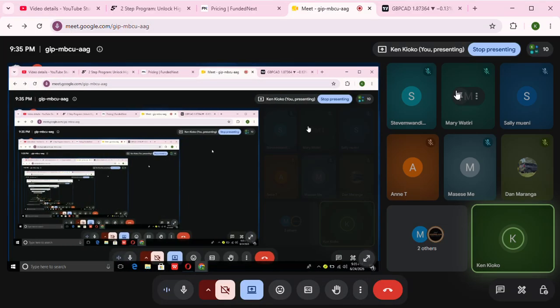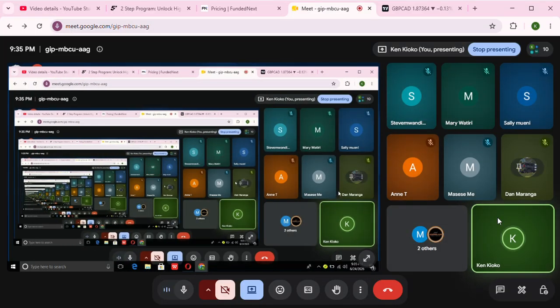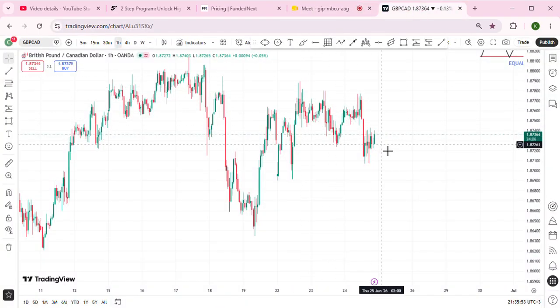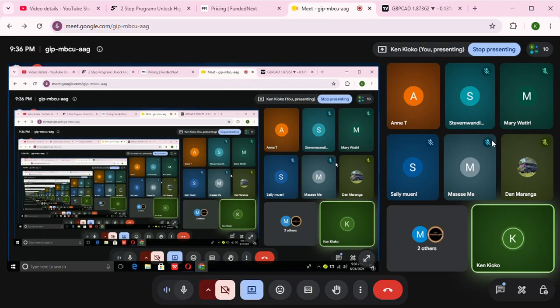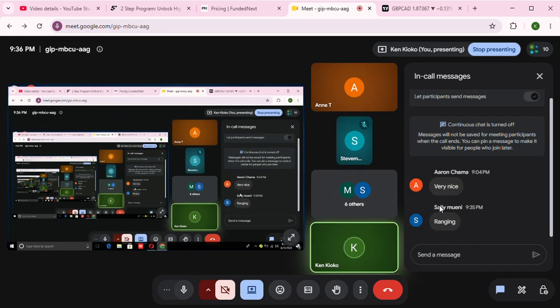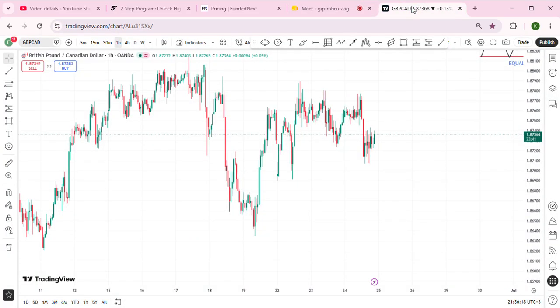Hey, you guys, you must be joking. Just unmute your mic and speak. What is the market trend here? Downward. Pardon? Downward trend. Okay, that one, as Anna said, is a downward. I can see someone here in the comments saying it is ranging.